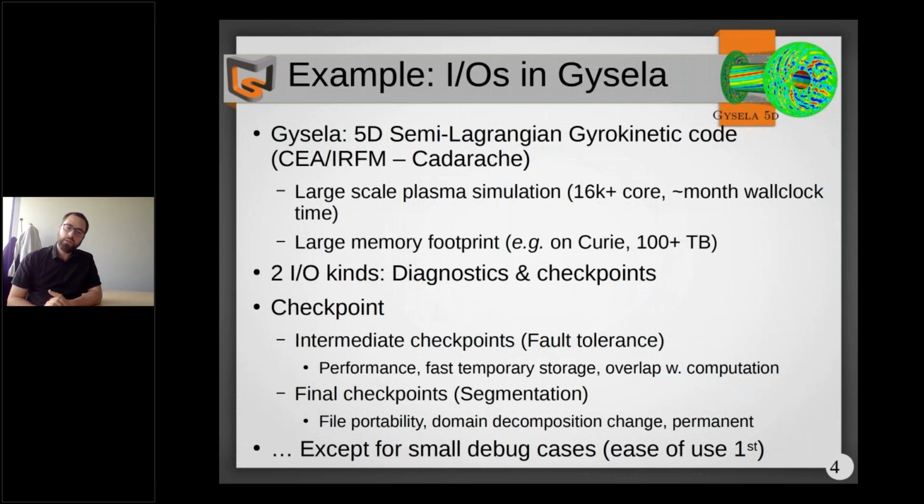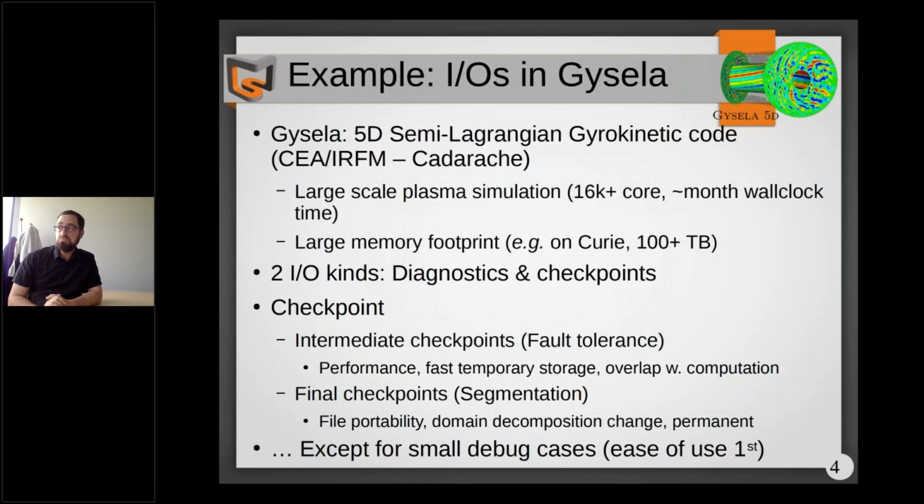You want them to be permanent, that is to write to permanent storage, so the parallel file system, and not to local storage inside the nodes. So you have different requirements. The requirements for the diagnostics are even different. Even more different. But all of these requirements I listed are for production runs.